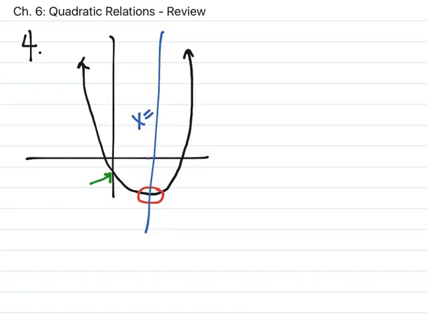D is identify the maximum or minimum value. So this one's going to have a minimum, and it would be this value. They're looking for the y value that goes across here. So your minimum value and your axis of symmetry form the coordinates of your vertex. And then for E, they want you to identify the x-intercepts, which would be these guys.